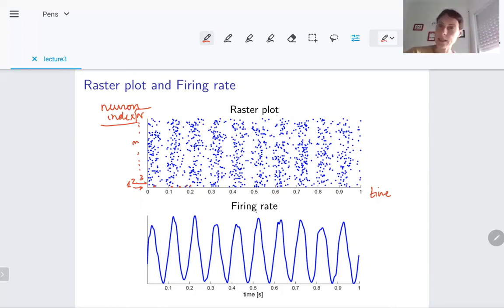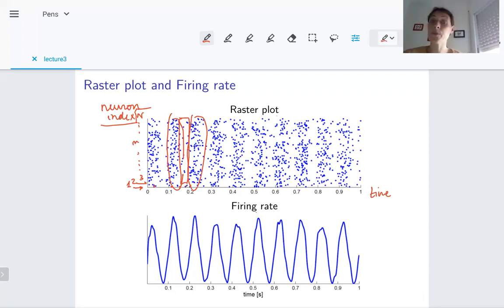And as you can see, when you look at these plots, which put a dot every time the neuron labeled on the y-axis spikes, you can have a visual idea of what the dynamics are. You can see that there are periods where a lot of neurons are firing together, followed by periods where most of the neurons are silent, and then another period where most of the neurons are firing together. This is something we can visually observe from the raster plot.